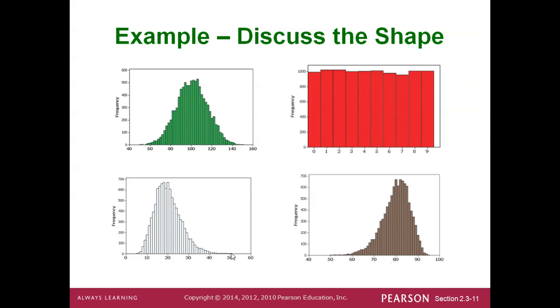And here's an example of a right skewed. It's close to this, but the right tail is longer. The left tail is longer here. More of your data kind of falls to one end.